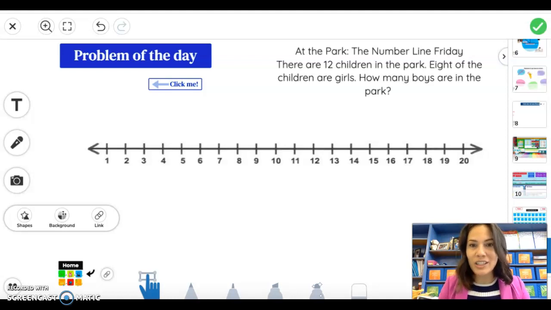Hello! So today we're doing at the park, the number line Friday. We are going to be using a number line to solve our problem of the day.